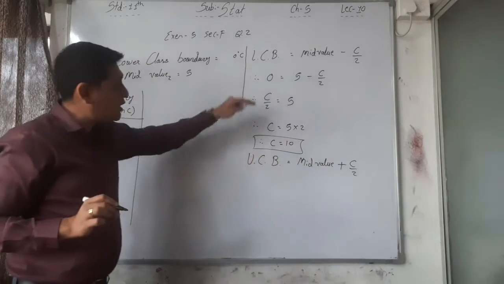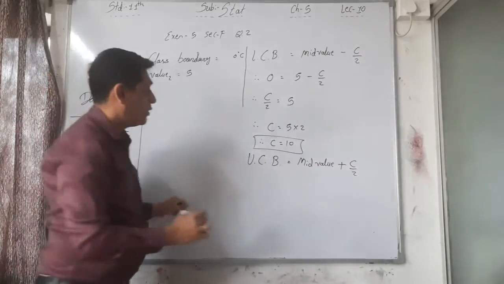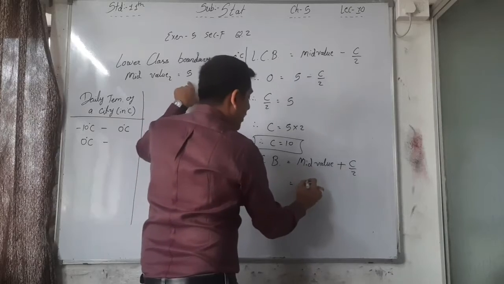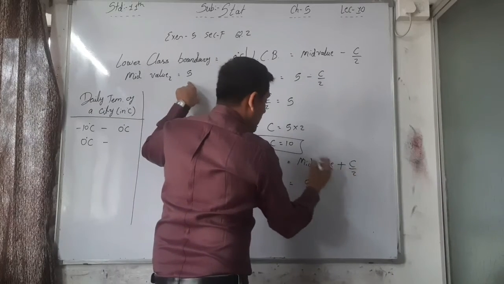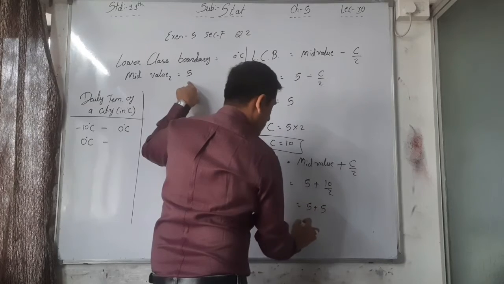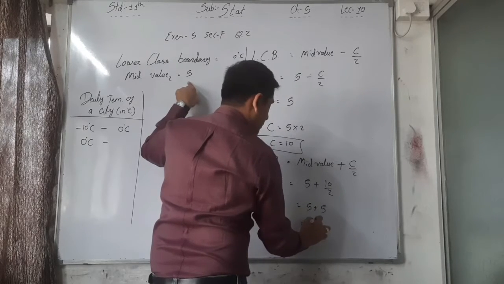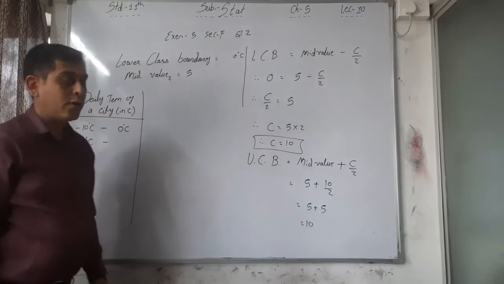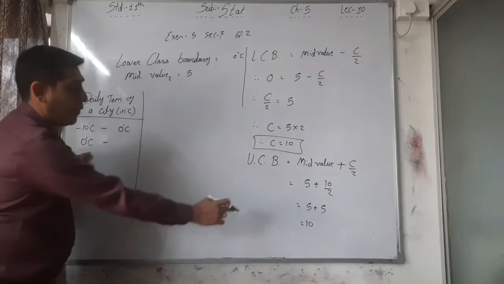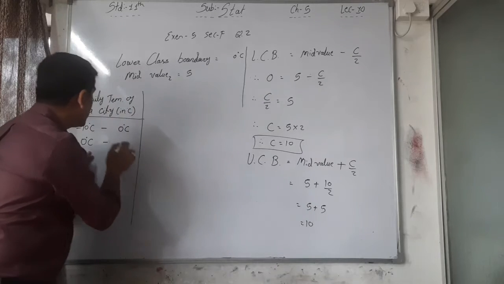Class length for this data is also 10. Now upper class boundary, mid value, again what is the mid value? 5 plus C by 2, that is 10 by 2, so 5 plus 5, so 10. Okay, so lower class boundary is 0 Celsius, and the upper class boundary is 10 Celsius.